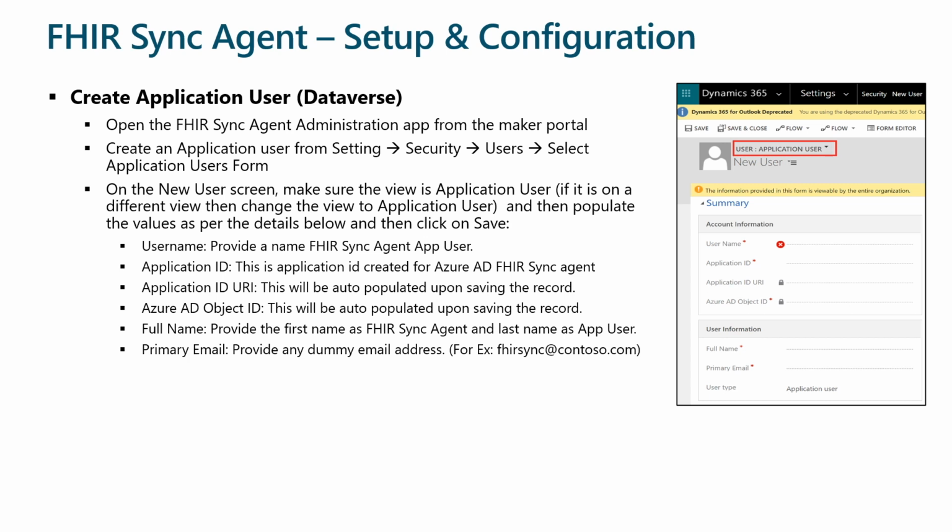Provide a name for your FHIR Sync Agent app user. In addition, the application ID is the application ID created for Azure AD FHIR Sync Agent. And then the application ID URI will be auto-populated on saving the record. Same with the Azure AD object ID. For the full name and primary email, provide the first name as FHIR Sync Agent and last name as app user, and provide a dummy email address. This creates the application user on the Dataverse side.